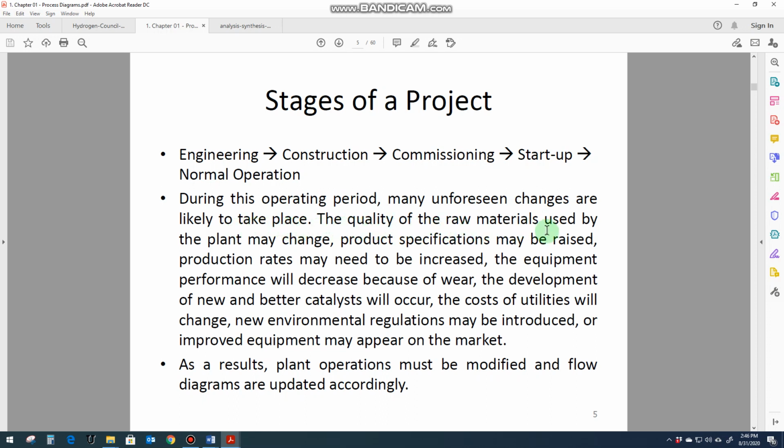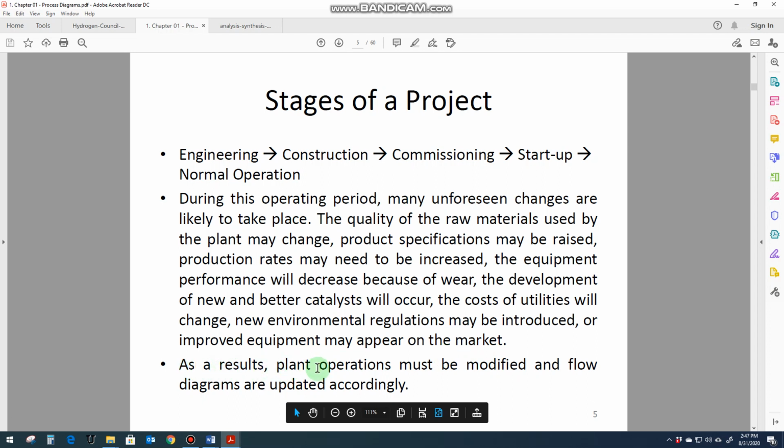The quality of raw materials used by the plant may change. The product specification may be raised. Production rates may need to be increased. The equipment performance will decrease because of wear and tear. The development of new and better catalysts will occur. The cost of utilities will change. New environmental regulations may be introduced, or improved equipment may appear in the market.